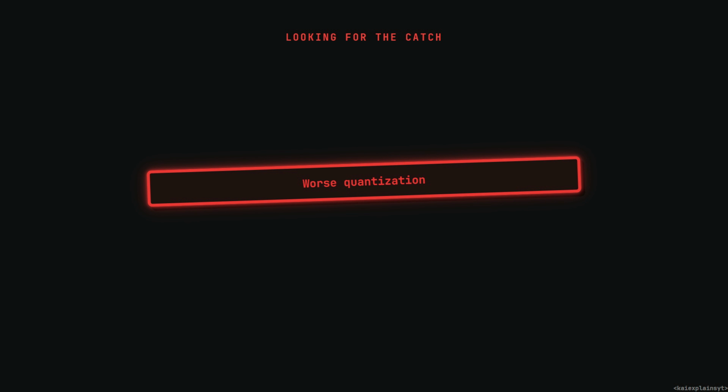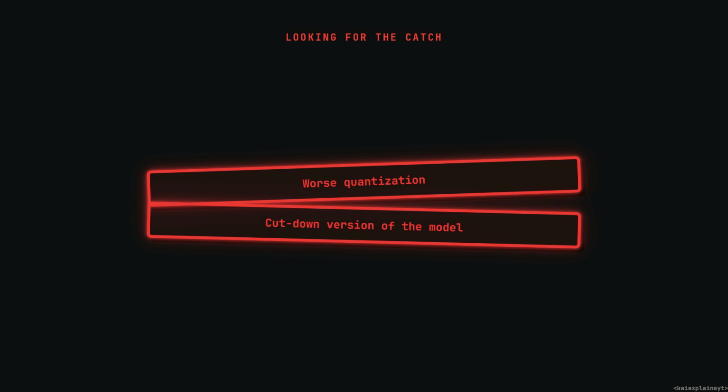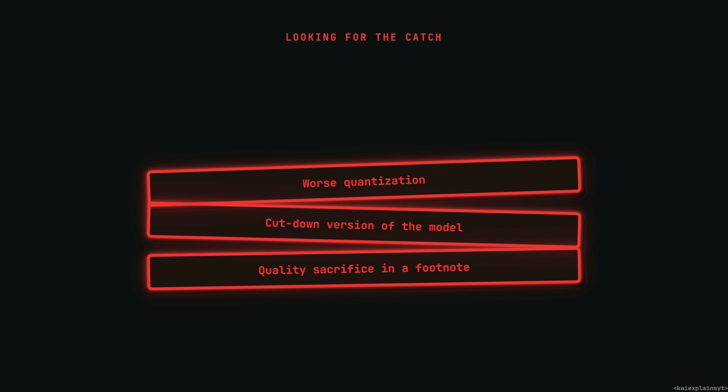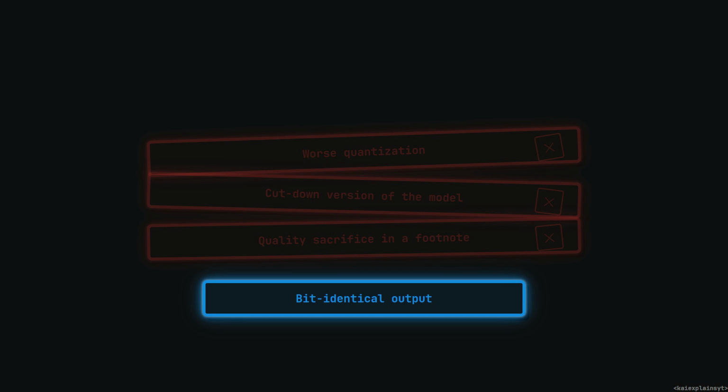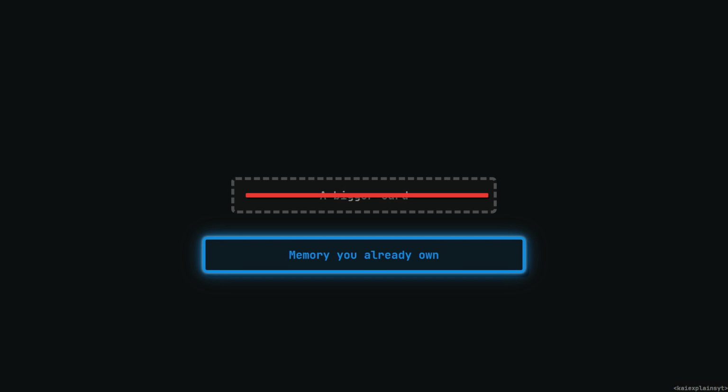in a data center. When I saw that number, my first thought was that there had to be a catch somewhere. A worse quantization, a cut-down version of the model, some quality sacrifice buried in a footnote. I went looking, and there isn't one. The weights are the same, and the output is bit identical to what you'd get from a setup with the whole model in VRAM. What makes it work isn't a bigger card. It's a different way of using memory you already own.